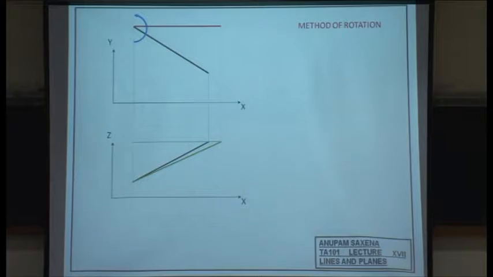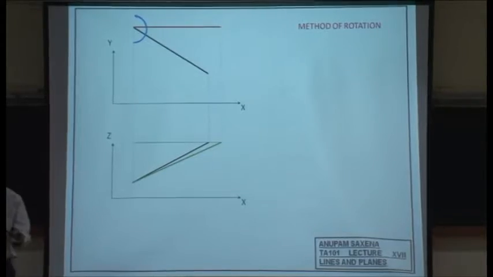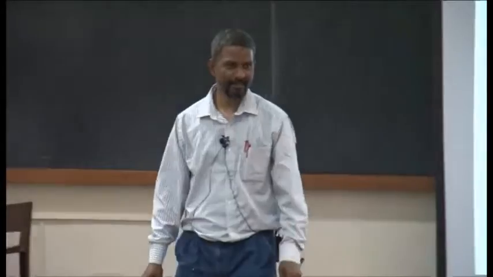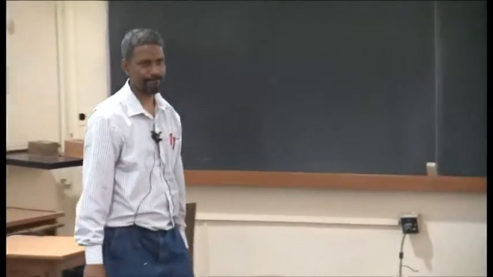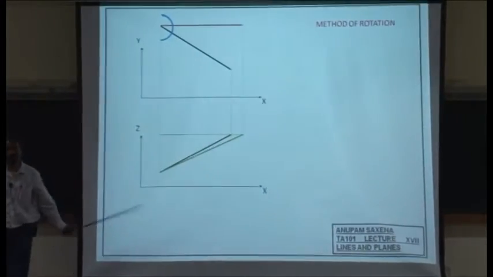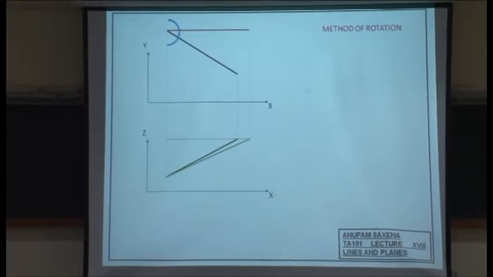The length of the red line will be the same. The length, so if you are rotating this line, the length doesn't change. So this green line here would represent what? The true length of this line in 3 dimensions.